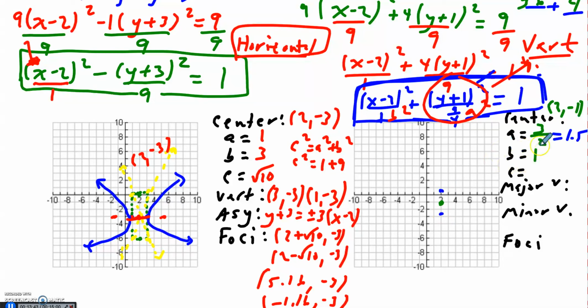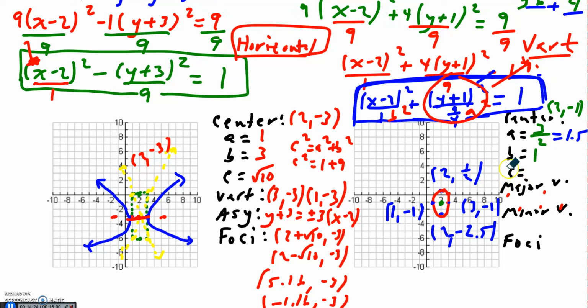My minor axis is the b value, and because it's left and right, I would go 1 this way and 1 that way. And so my ellipse is going to be very, very tiny and a little bit more vertically based. So it's going to be very small like this. So that means that my major vertices along this line would be here at 2, 1/2, and down here at 2, -2.5. My minor vertices would be at 1, -1, and would be at 3, -1.